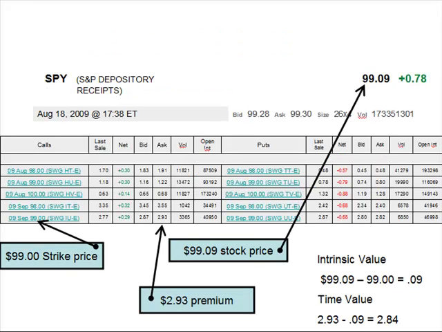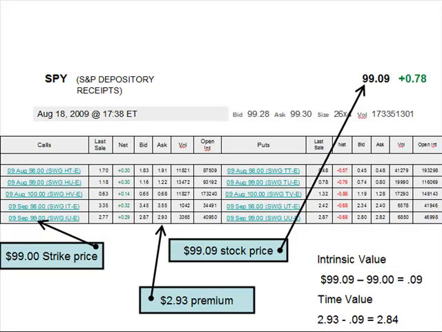To calculate the intrinsic value of a call option, you simply subtract the strike price from the stock price. In the above case, if you take the stock price of $99.09 and subtract the $99 strike price, that equals its intrinsic value. It has an intrinsic value, at the moment this was downloaded, of 9 cents. And the time value is the $2.93 premium paid for the option contract minus the intrinsic value of 9 cents, which equals $2.84.